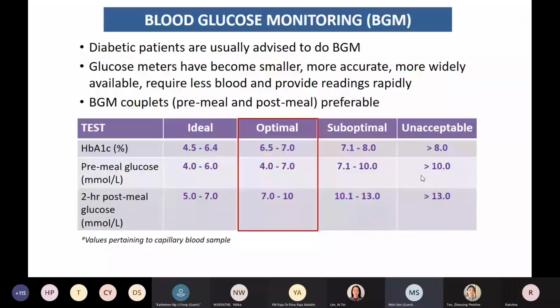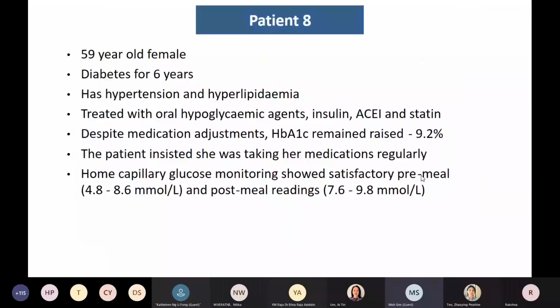So this is patient 8. Patient 8 is a 59-year-old female who's had diabetes for 6 years and has got hypertension and hyperlipidemia. Patient 8 was treated with oral hypoglycemic agents, insulin, ACE inhibitors, and statins, but despite medication adjustments, the HbA1c remained raised at 9.2%, and the patient kept insisting that she was actually taking her medications regularly, and her BGM readings were actually satisfactory for both pre and post-meal.